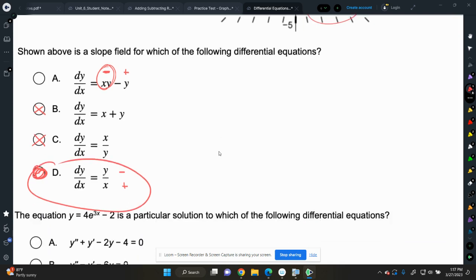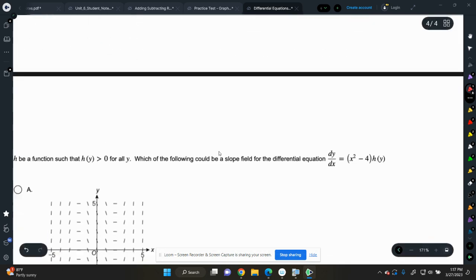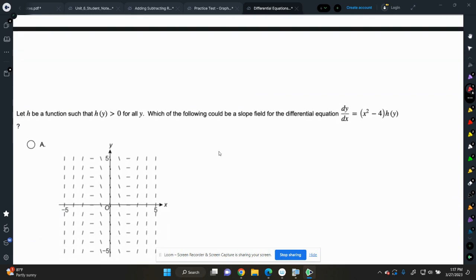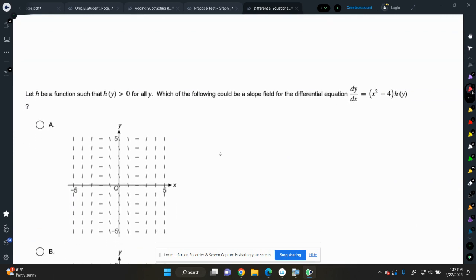Okay, let's go down to this other slope field equation. I think that's all we'll have time for today. Let h be the function such that h of y is greater than 0 for all y. Which of the following could be a slope field for the differential equation?